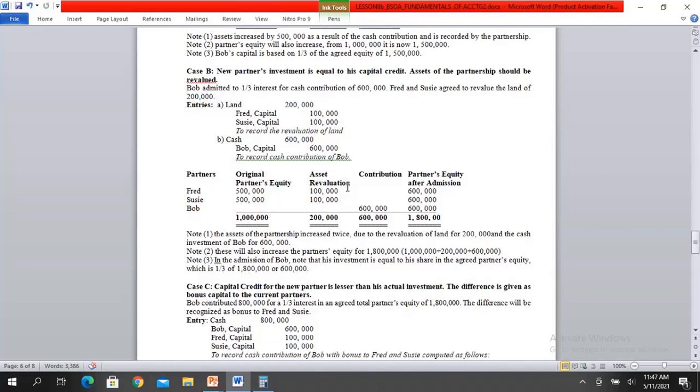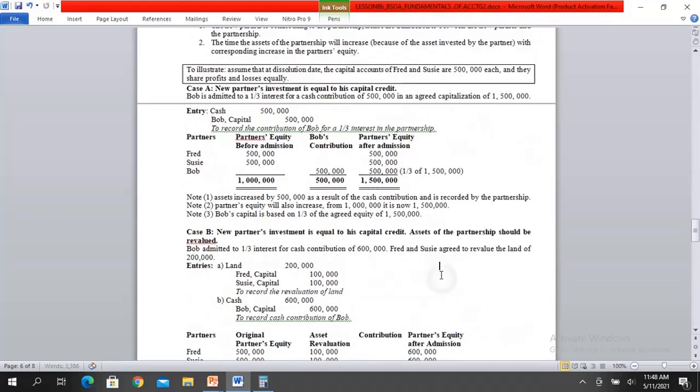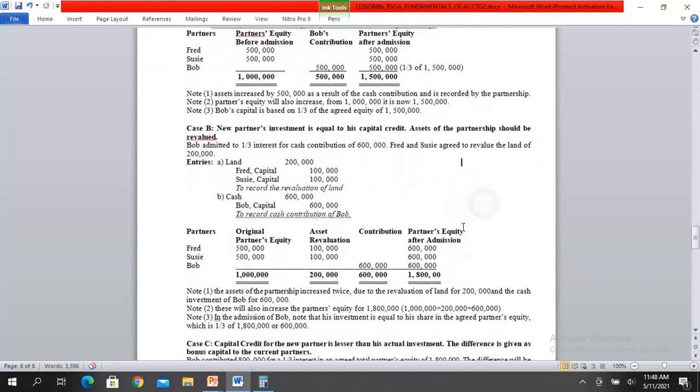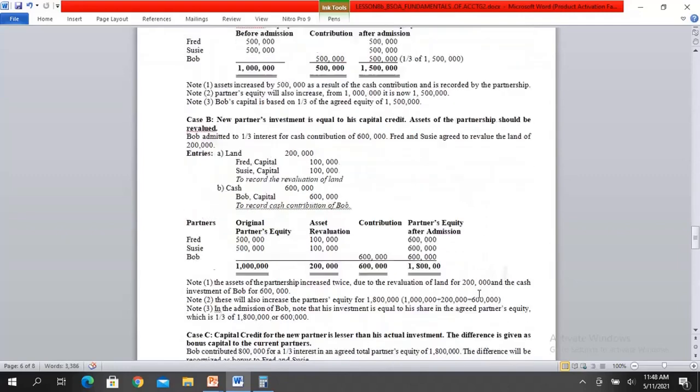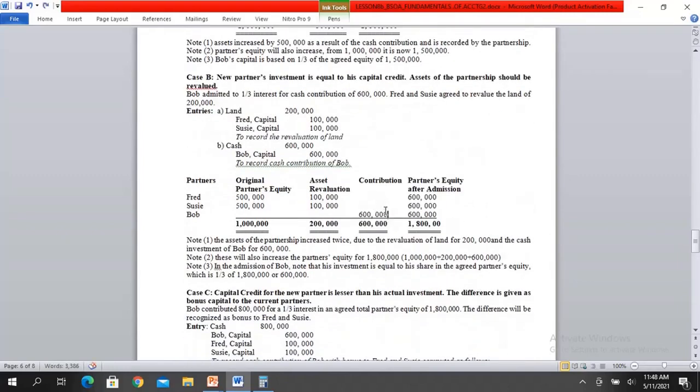So, sabi nga natin, yung profit or loss na pinag-agrihan ni Fred sa ni Susie is equally yung division nila. So, yung revaluation amount ng land is 200,000. Ibig sabihin, pinaghatian yan ni Fred sa ni Susie ng equally. So, 50-50. 100,000 napunta kay Fred, 100,000 napunta kay Susie. So, nag-contribute si Bob ng 600,000.